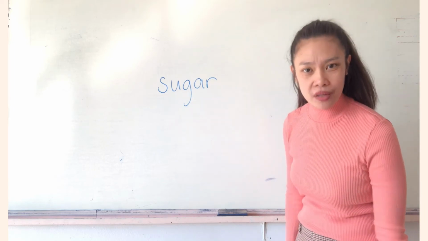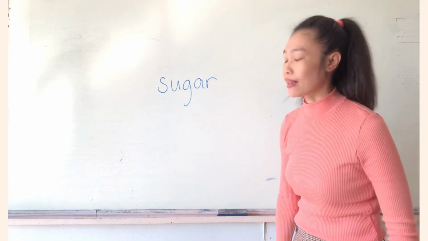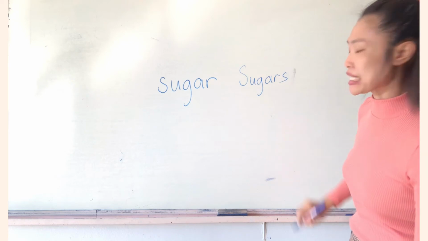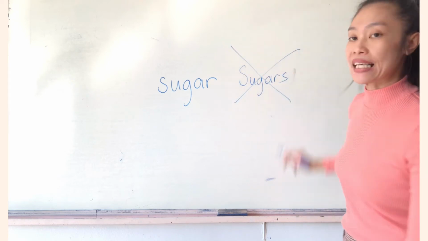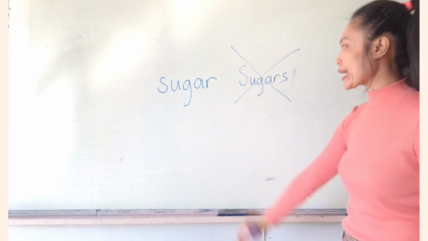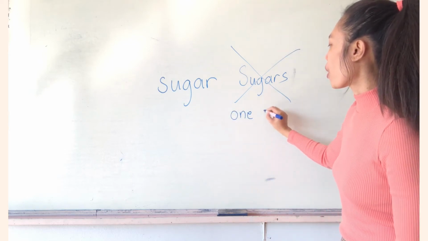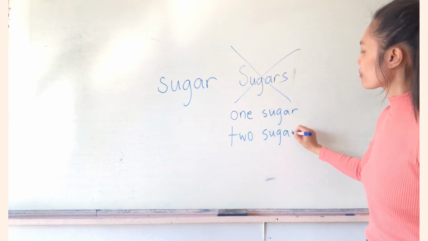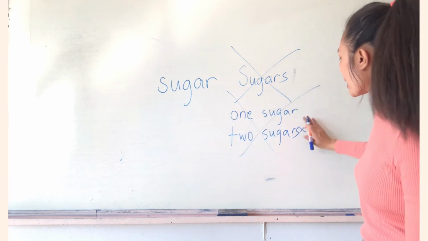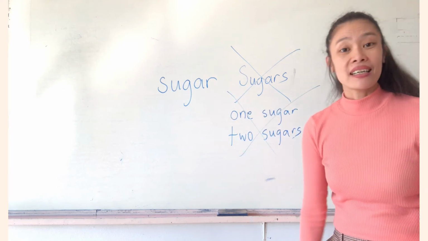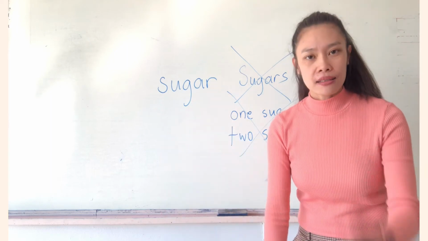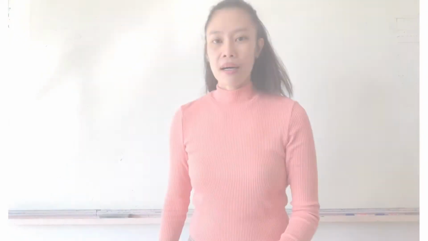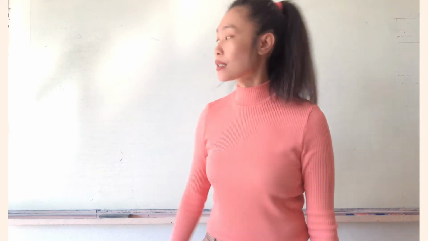Another example. Sugar. Do you like sugar? Sugar is sweet. Now, sugar. Can we say sugars? No, that is not correct. Or we cannot say 1 sugar, 2 sugars. These are not correct. Understood? So sugar is an uncountable noun.